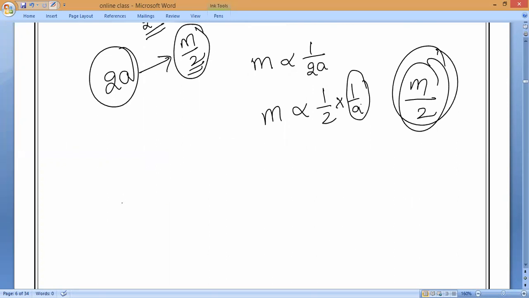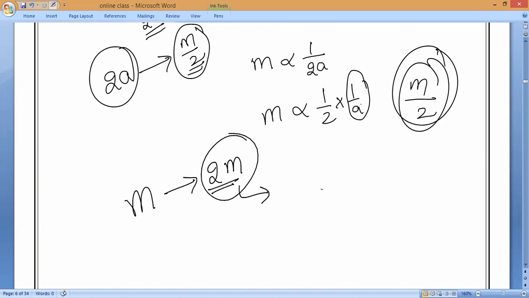Now, if mass becomes double, anybody can tell me, then what about the acceleration? Acceleration becomes half. Acceleration a by 2. a becomes a by 2. That is what you have to remember, all of you.